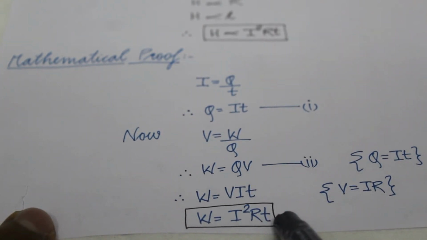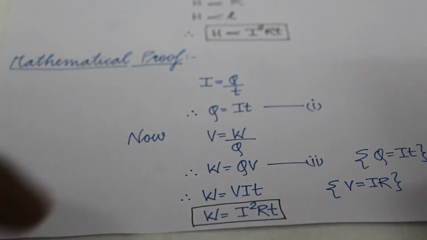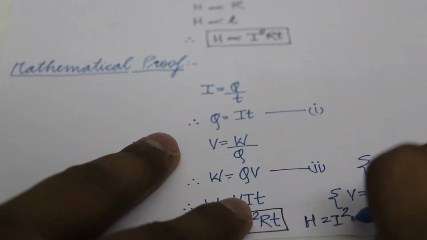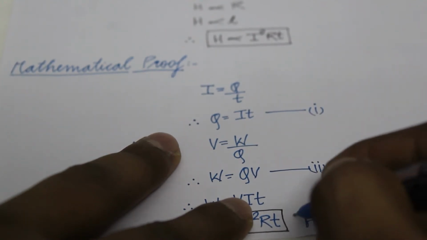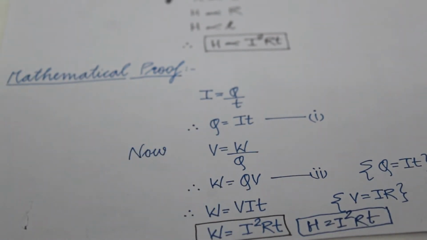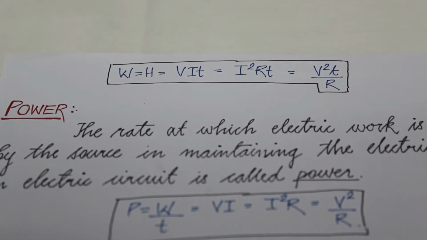And as you have studied in class 9, work done is equal to energy, and here I am talking about heat energy. So finally the formula will become H is equal to I square RT. So this is the mathematical proof of Joule's law. Joule's law basically explains the heating effect of electric current, and that is whenever a current is passed through a conductor, it becomes hot or it releases some energy, and this is known as the heating effect of electric current.